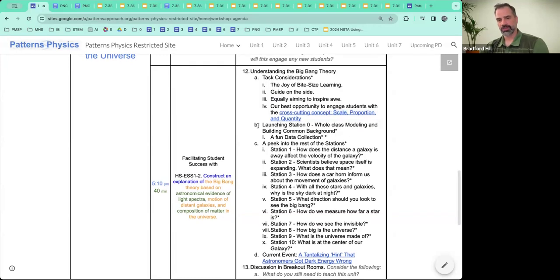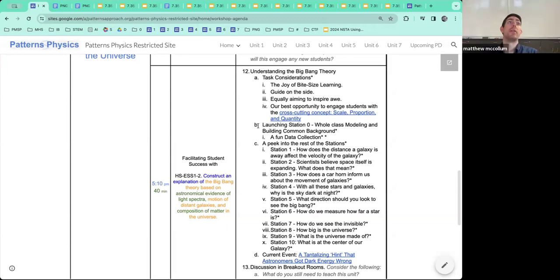Okay, before we dive in, I'll just check in with Matt and see if there's any broad stroke comments to say before we talk about Station 0 and then an overview of each station.